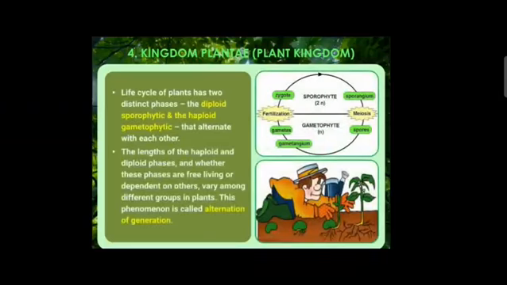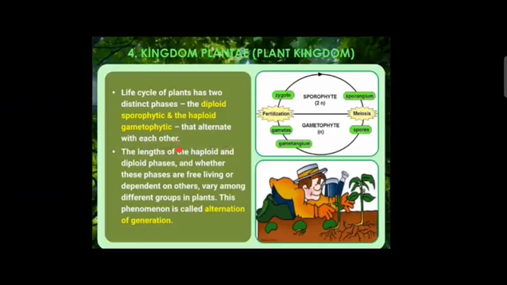Then the life cycle of plants has 2 distinct phases. To complete the life cycle, it undergoes the 2 phases. The first phase is the sporophyte phase and the second phase is the gametophyte phase. The sporophyte phase is always diploid, you can see 2n, and the gametophyte is always haploid, that is n. So which are the 2 phases? Diploid sporophytic phase and the haploid gametophytic phase, and they alternate with each other.